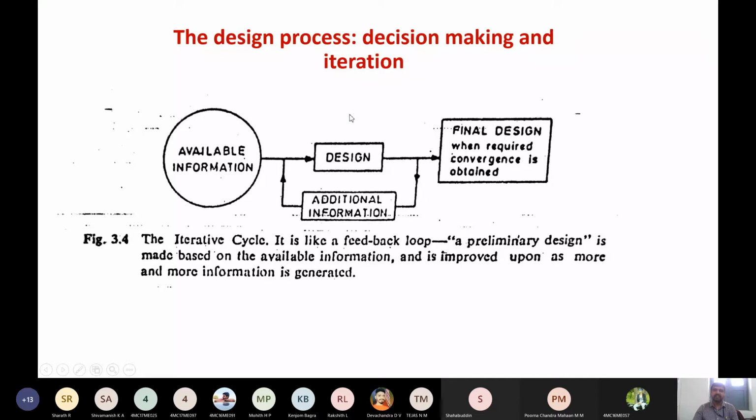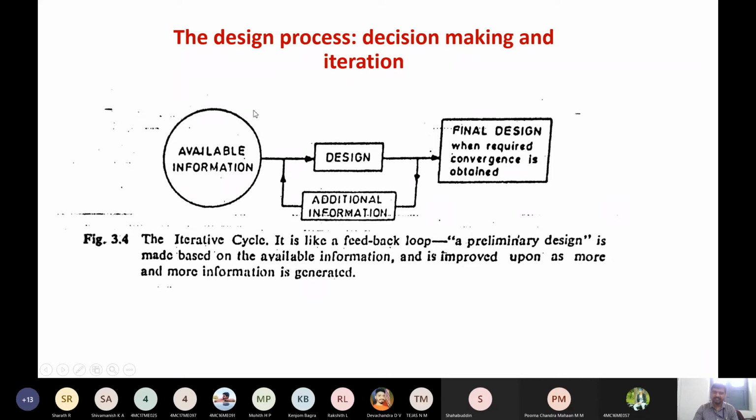In most design activity, as a designer, when you want to take a decision, the available information may be insufficient, but anyhow you have to make a decision. Out of the available information, you have to make a decision, then do the design. When you go for implementation, only then will you get additional information. After getting it, you will revise your design, and then go for final designing.